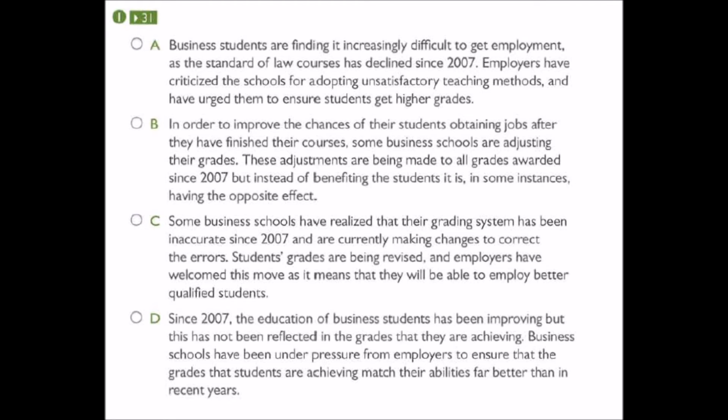It's been reported recently that some business schools have decided to make changes to students' grades by increasing them by 10%. This means that a C grade automatically becomes a B, and a B grade automatically becomes an A under the new grading system. And the change is retrospective, which means that it applies to all grades that have been achieved since the school's current grading system, which was introduced in 2007, has been in place.